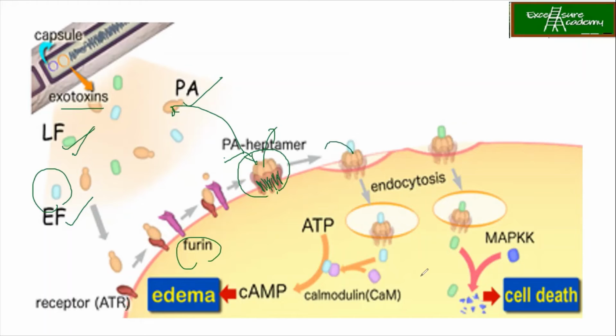So once it is coming inside, edema factor is going to activate or hyperactivate adenylate cyclase, which will convert ATP to cAMP, resulting in the edema of the cell. Now, if it is a lethal factor, it is going to affect the cell signaling pathway of your cell, ultimately resulting into the death of the cell. Is this clear, guys?